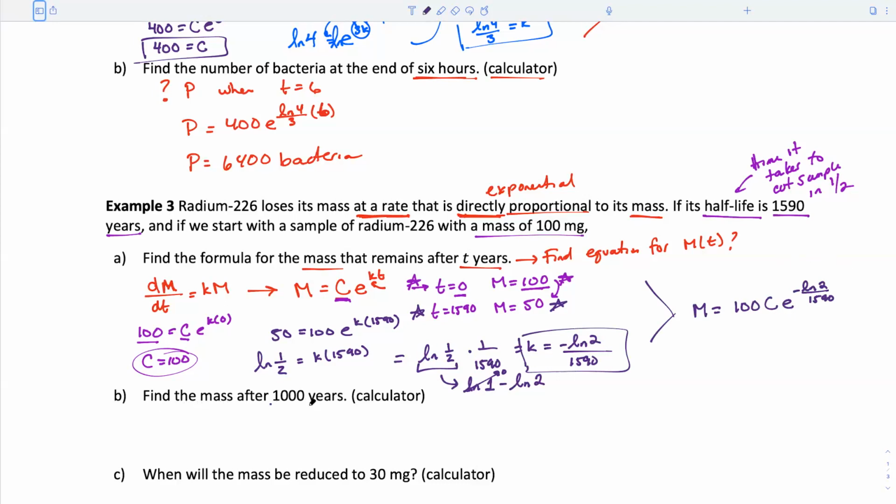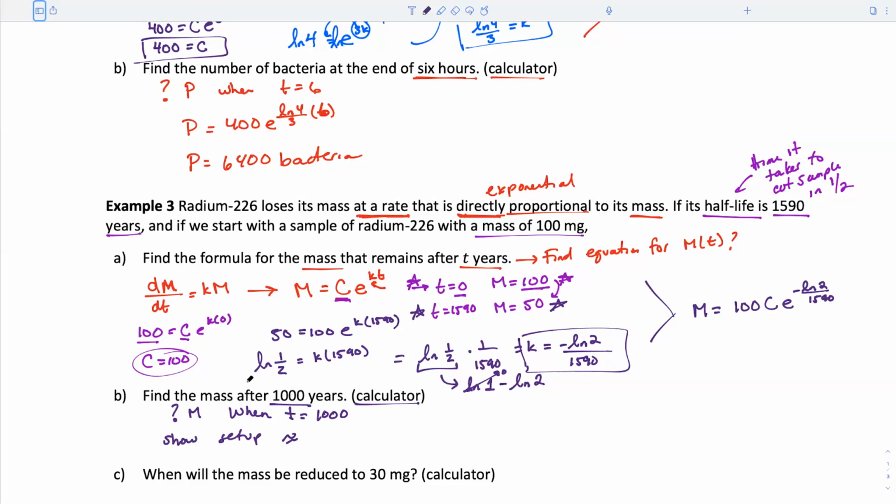Find the mass after 1,000 years. So what is M when T equals 1,000? I'll let you guys plug this into the calculator. And remember, even if it is a calculator, you have to show the setup. You have to show the setup and then identify what it is equal to or approximating if it's a decimal.